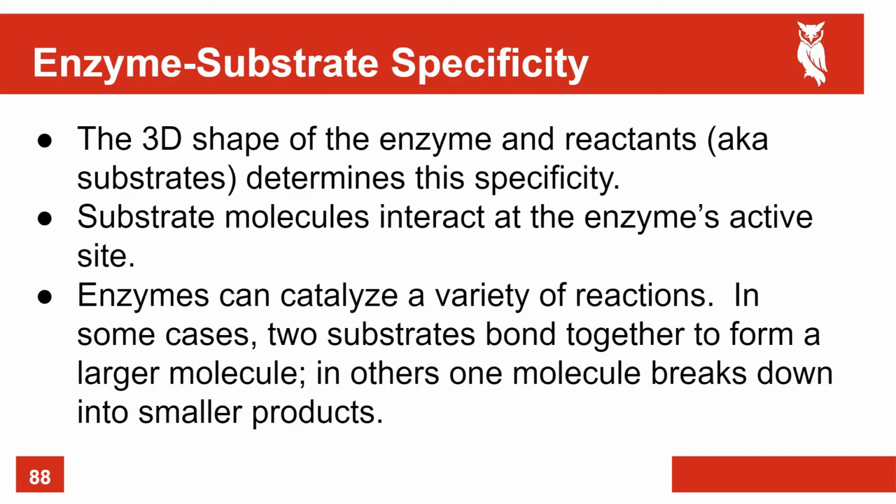Substrate molecules interact with the enzyme at the active site. That's where that reaction occurs. Enzymes can catalyze a variety of reactions. In some cases, two substrates bond together to form a larger molecule. In others, one molecule will be broken down into smaller products. So it can be catabolic and anabolic reactions. So enzymes can do both? Yep, enzymes can do both.